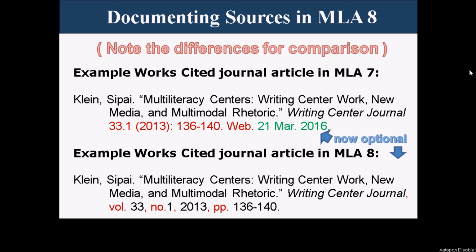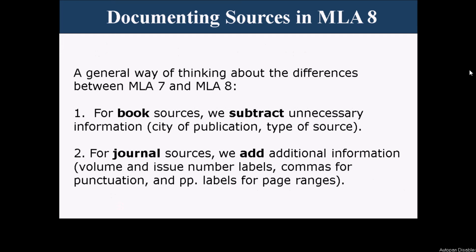Again, the date of access is now optional. Again, note the differences here highlighted in red between a journal article in version 7 and a journal article in version 8. A general way of thinking about the differences between MLA 7 and MLA 8, generally broadly. Number 1, for book sources, we subtract unnecessary information, that is, the city of publication and the type of source. Number 2, for journal sources, we add additional information, the volume and issue number labels, commas for punctuation, and the page labels for page ranges.